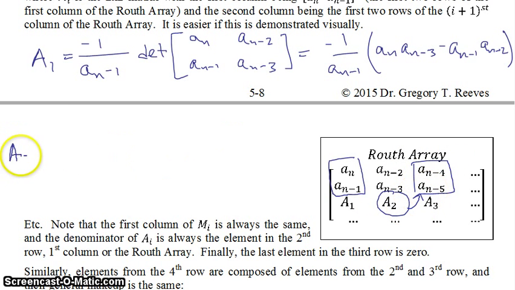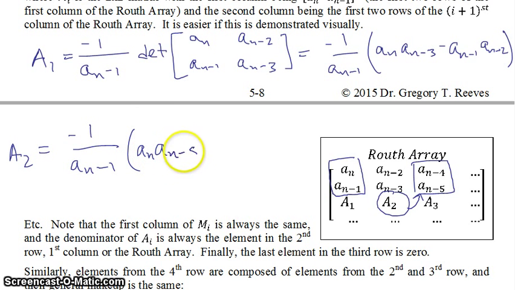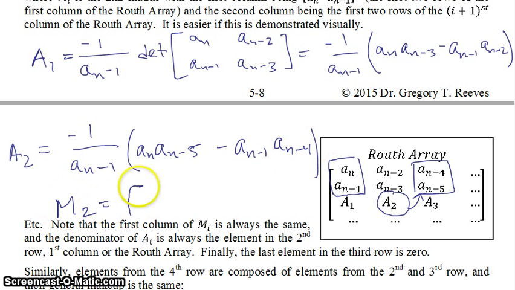So A2 is equal to minus 1 over a, and minus 1, as always, for the row with all the a's in it, for the third row, times the determinant of that matrix M, which in this case will be a_n times a_{n-5}, minus a_{n-1} times a_{n-4}, because that would be the determinant of this matrix M here. a_{n-1}, a_{n-4}, a_{n-5}.